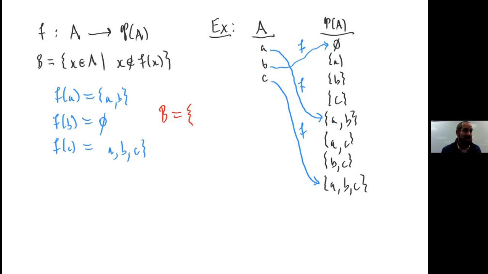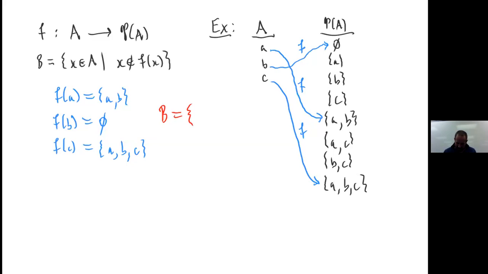Just think about it with your neighbor for a couple of minutes. What is B, capital B, in this example? So think about that for a second. Well, what do you guys think? What's big B? Is little a in big B?